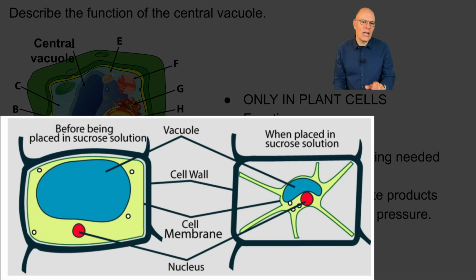We'll talk about this in the context of osmosis, the movement of water, but as water flows into a cell, it creates outward pressure that keeps plant cells full, firm, upright, they're not wilting.